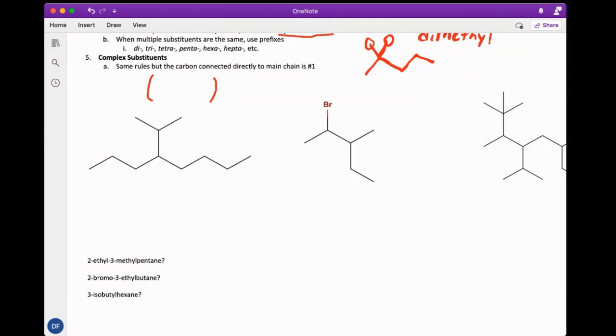We count the longest chain, which is this, 1, 2, 3, 4, 5, 6, 7, 8. So octane. And then number it. So we have 1, 2, 3, 4, 5, 6, 7, 8. If you do it the other way, it would be 1, 2, 3, 4, 5. However, we want it to be the least number, so we keep it at 4. And here we have 1, 2, 3. So this would be a propyl. And with this kind of orientation, this carbon is a secondary. Oh, actually, with propyl, it's only either n-propyl or isopropyl. So this would be 4-isopropyloctane.